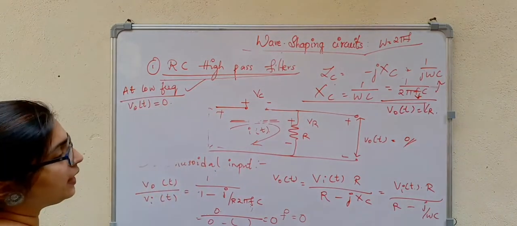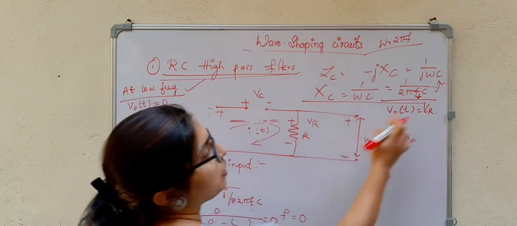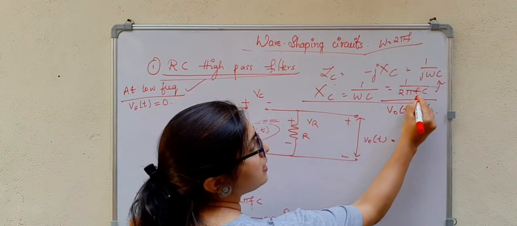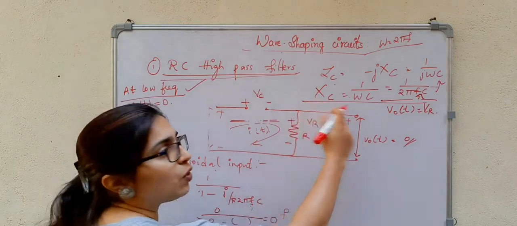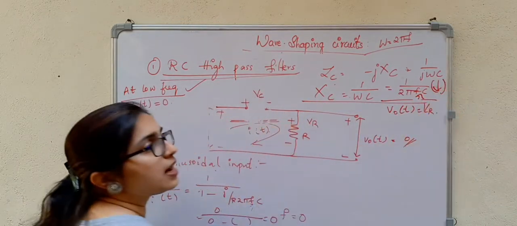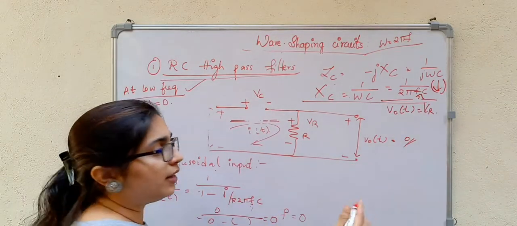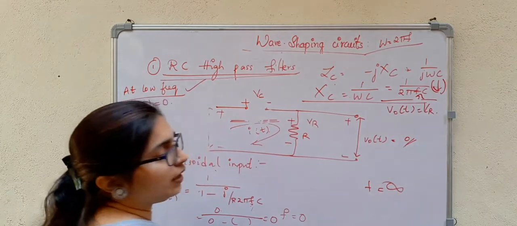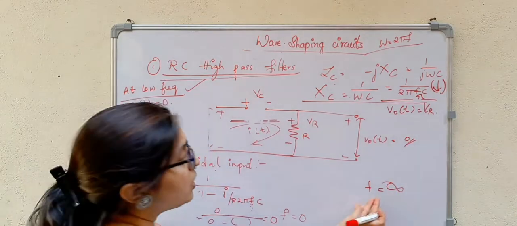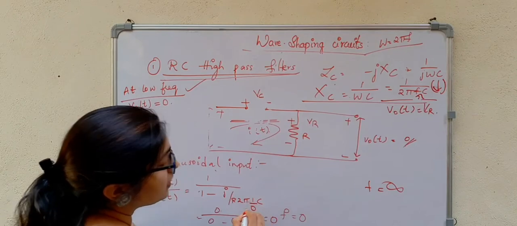Now what happens at high frequencies? At high frequencies, that means this denominator is increasing. So overall reactance, what happens? It starts to decrease. Now if I consider the extreme end, that is F is equal to infinity, that is high frequency, right? So it is infinity. What happens to this value? It is 1 by 0.